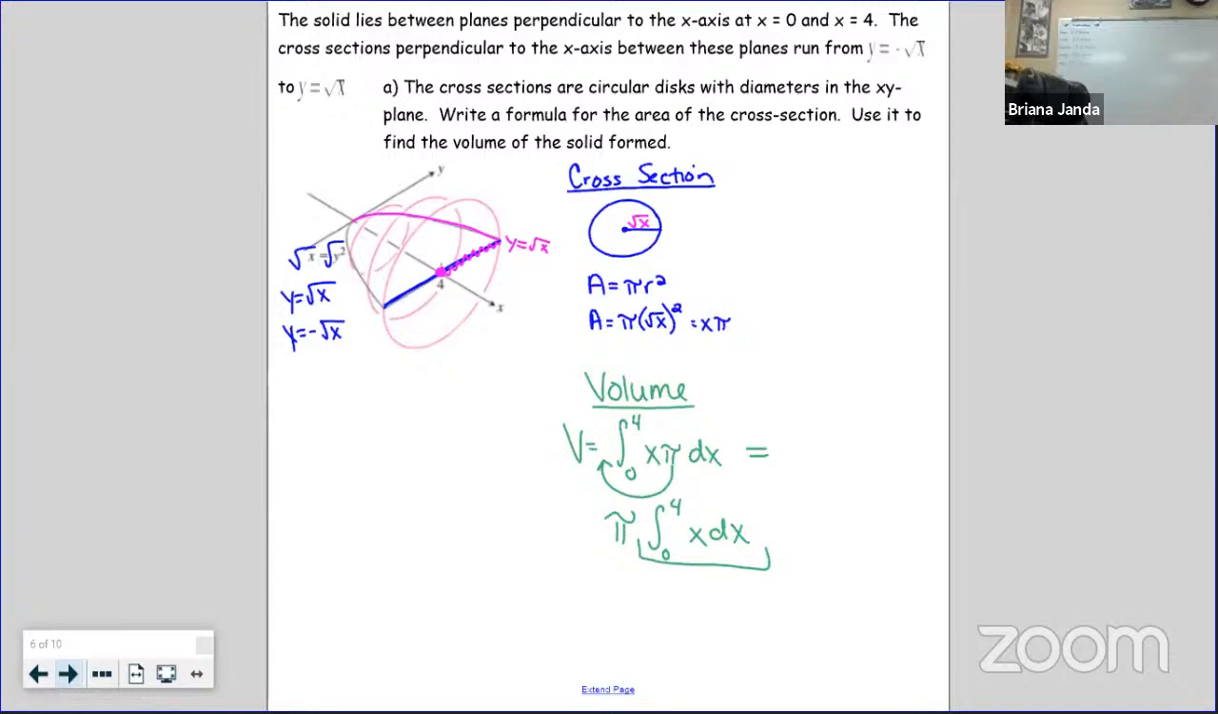Anna, what did you get for just the integral from 0 to 4 of x dx? And again, we're talking volume, so that would be units cubed. Whatever we just found, I don't know what our units are, but any questions? No? Okay.